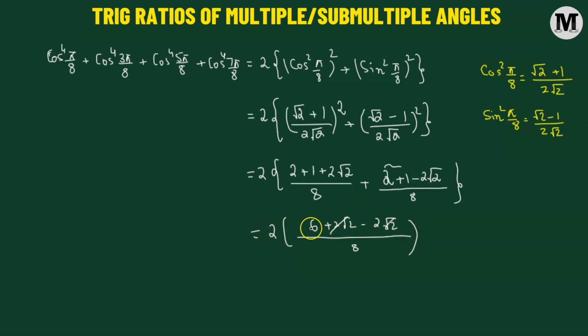Now we have 2 times 6 over 8. So 2 times 1 is 2, 2 times 4 is 8, 2 times 2 is 4, and 2 times 3 is 6. So we are finally left with the value 3 over 2. And this is going to be the value of this original trigonometric expression. It came out as 3 over 2.